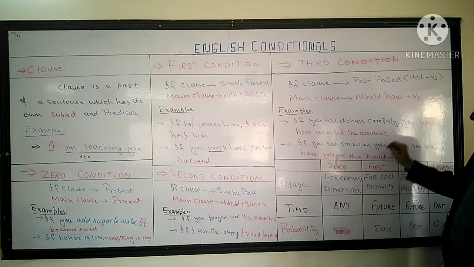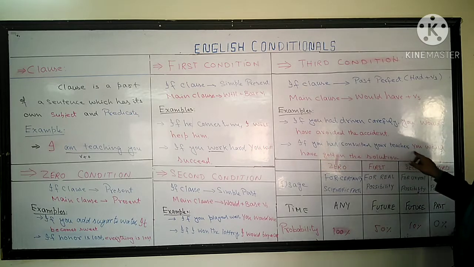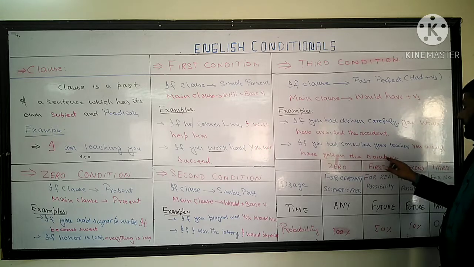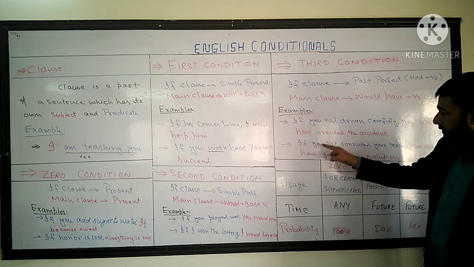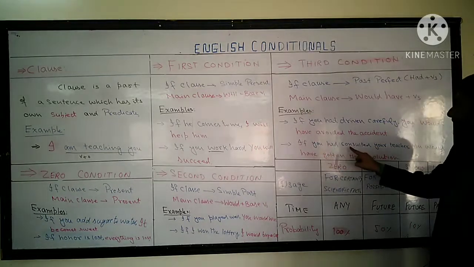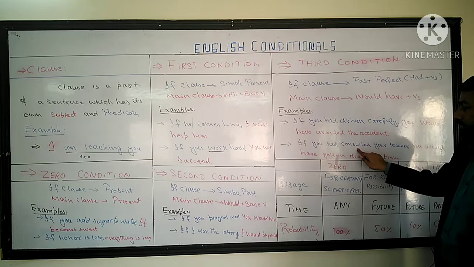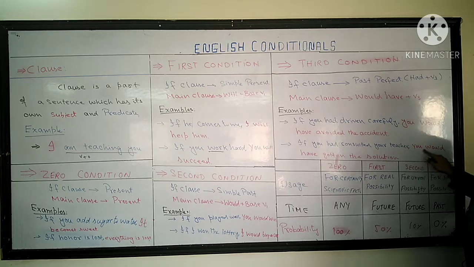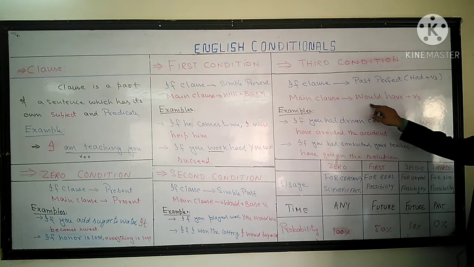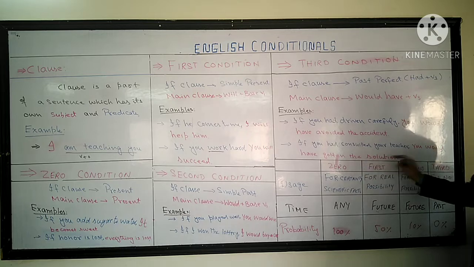Now let's take another example. If you had consulted your teacher, you would have gotten the solution. Again see in the if clause, if you had consulted, past perfect tense, had plus the third form of the verb consult. If you had consulted your teacher, you would have gotten, would have and the third form of the base verb, would have gotten the solution.